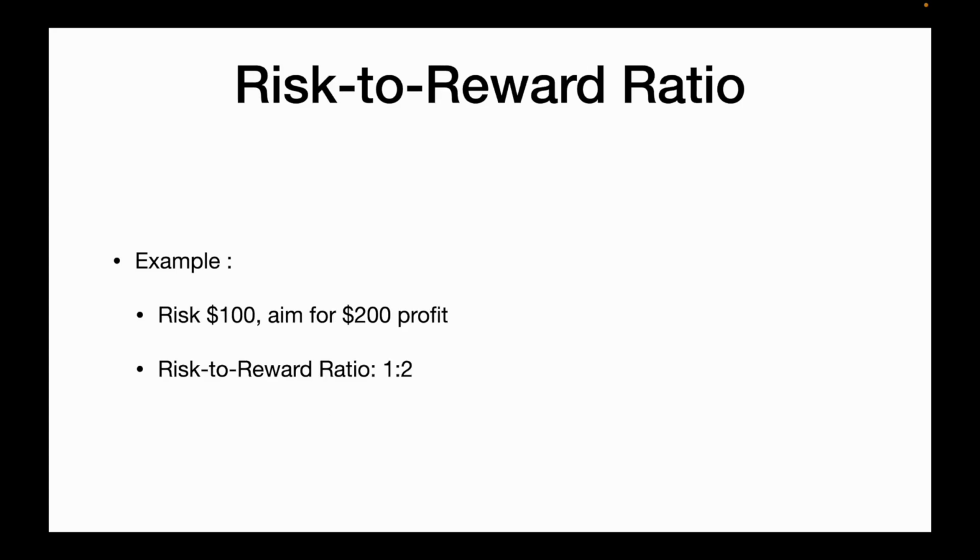Next, let's talk about the risk to reward ratio. In trading, we aim for a higher reward than the amount we risk. If we risk $1 for a trade, we aim for at least $1.5 in profit. For example, if you risk $100 on a trade and aim for a $200 profit when you win, your risk to reward ratio is 1 to 2.